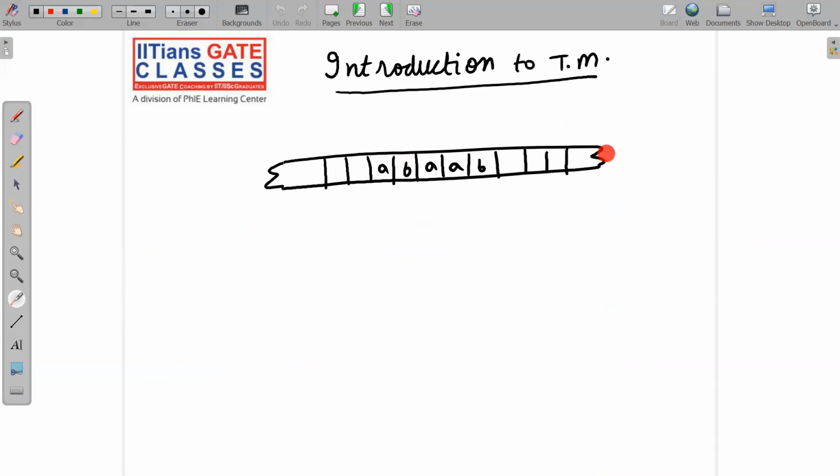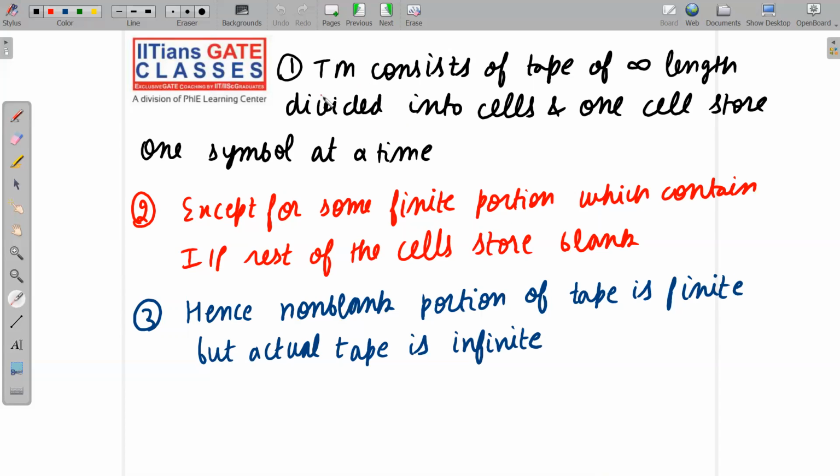So Turing machine consists of a tape of infinite length which is divided into cells. One cell stores one symbol at a time. See the first point: Turing machine consists of a tape of infinite length divided into cells. One cell stores one symbol at a time.